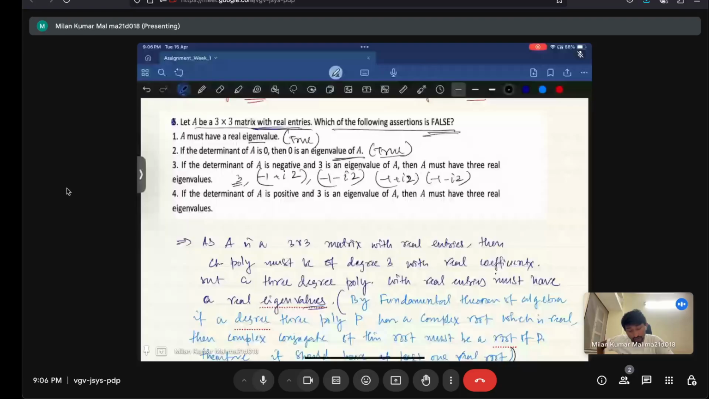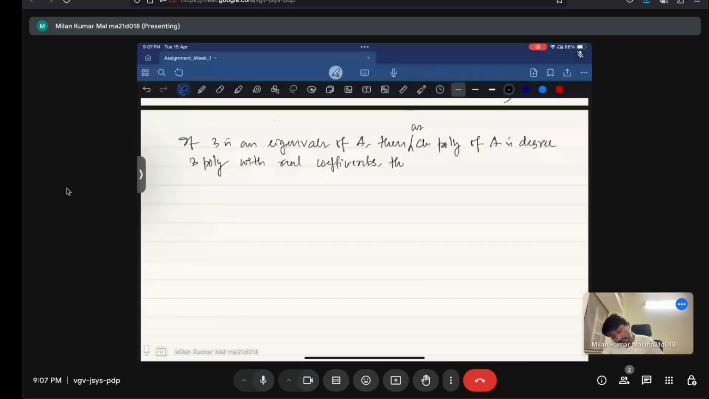This is true. Why is this true? Let's see. If 3 is an eigenvalue of A, then, as the characteristic polynomial of A is a degree 3 polynomial with real coefficients, if the other two eigenvalues are not real, they must be of the form alpha plus i beta and alpha minus i beta.